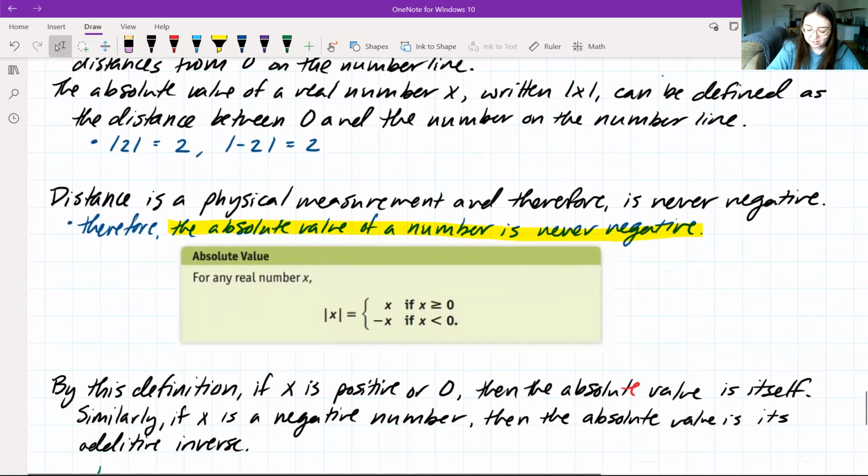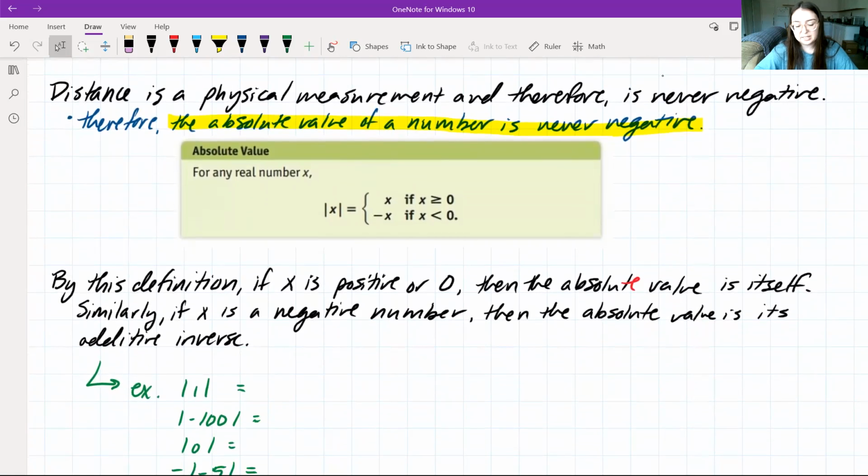So we have our definition here of an absolute value. We say for any real number x, the absolute value of x is equal to x if x is greater than or equal to 0, so if x is positive or 0, and it's negative x if x is less than 0. So by this definition, if x is positive or 0, then the absolute value is itself. Similarly, if x is a negative number, then the absolute value is its additive inverse.